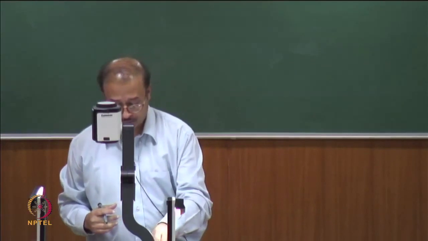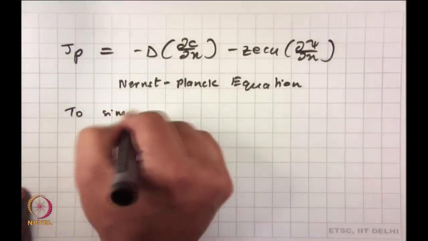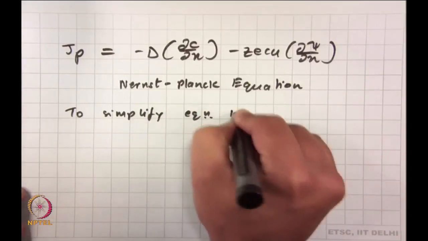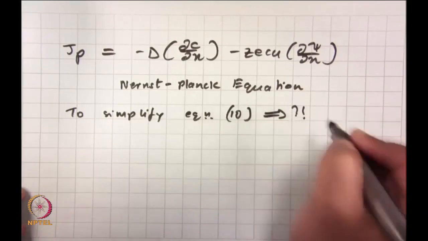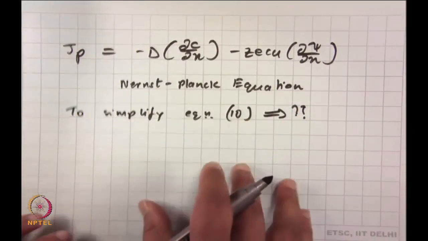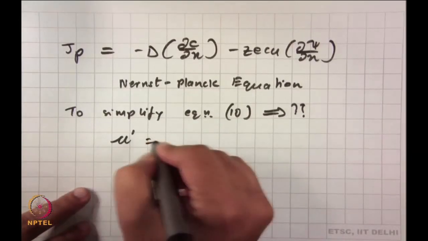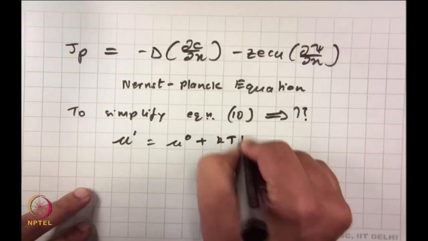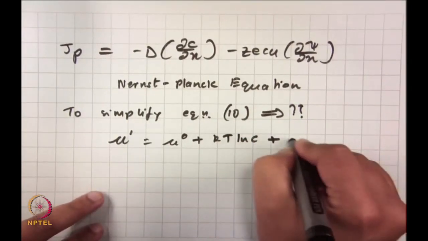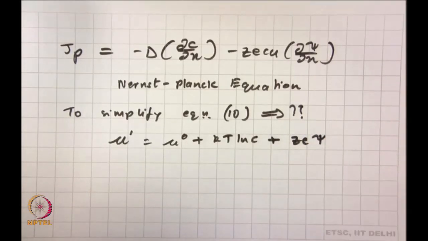Now, how can we simplify this further? To simplify equation number 10, what can we do? Again, as we also briefly discussed last time, your electrochemical potential mu can be written as mu 0 plus k T ln c, plus z e times psi. The first part is just mu because of your concentration, and the next part is because of the potential.